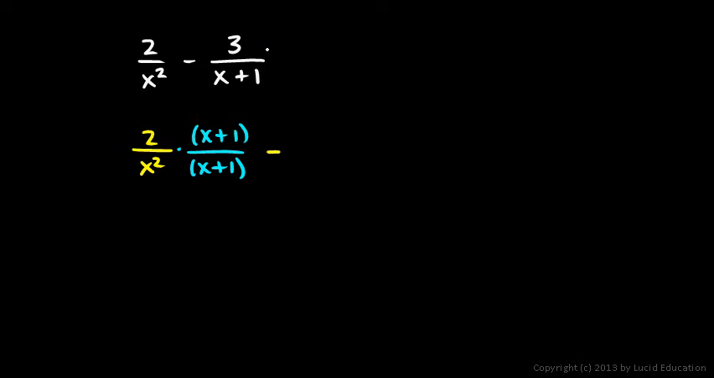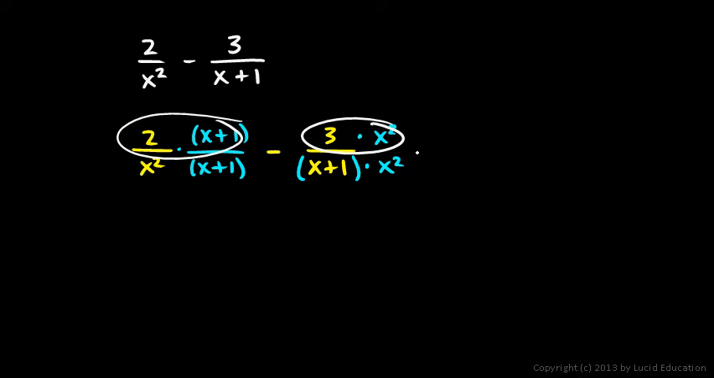And then I'll put minus, and then this second fraction here will be 3 over x plus 1, and I'll multiply the top and the bottom by x squared. So multiply the top by x squared and multiply the bottom by x squared, and we need the parentheses right there to be clear. Okay, now look, the denominator here is x squared times x plus 1, and over here it's x squared times x plus 1. So my answer will be this minus that all over that denominator.